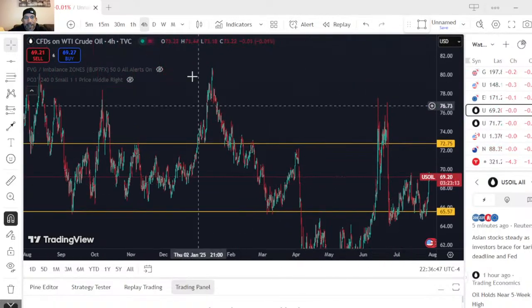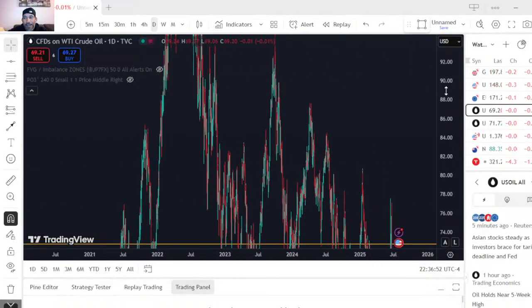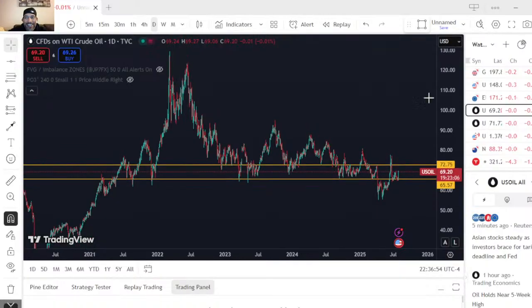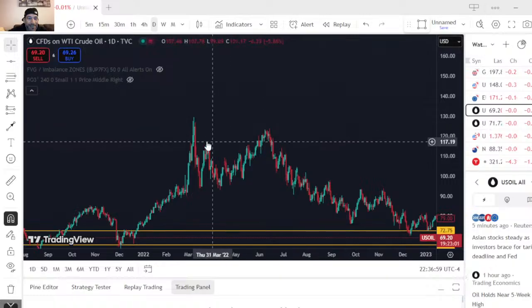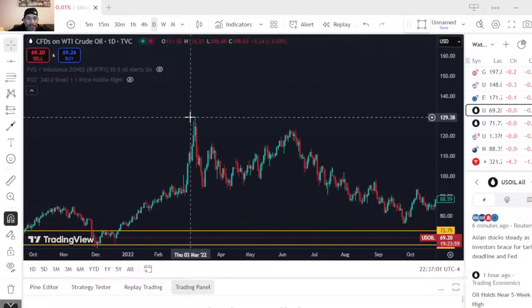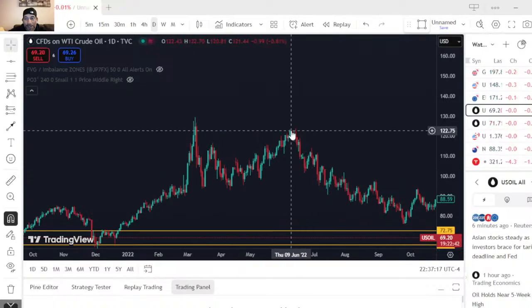What was the high though? Let me go to the daily real quick. I know US oil was at one point like $100. Let me see. Yo, look at this thing, bro. Look at the peak right here, $129.38 a barrel. That was in March of 2022. This is just ridiculously high. Then it made a correction and came back up, almost took out those highs, came back to like 120, 123.